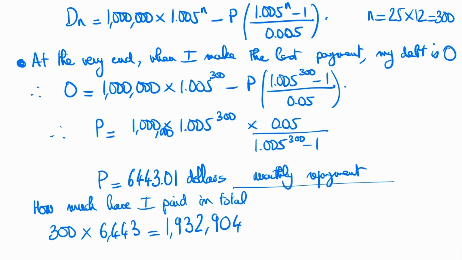Knowing that I have borrowed only 1 million, that means the total amount of interest I paid is $932,904, which is a lot. Basically, it's almost as much as the value of the place that I bought.